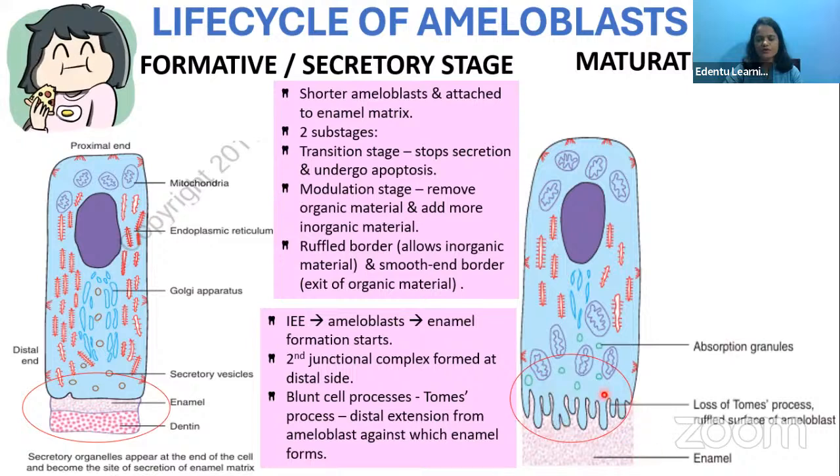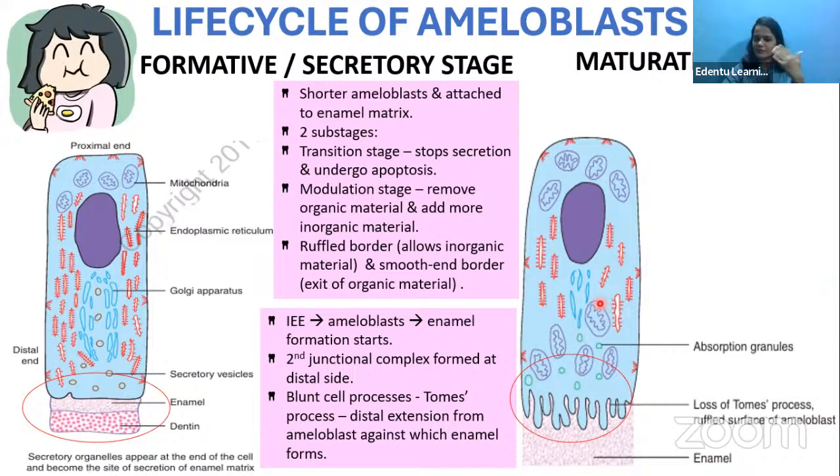Okay, enamel has formed and they are attached to the enamel matrix, and there will be two substages in this maturative stage. One is the transition stage and the other one is the modulation stage. In the transition stage, about 25% of the ameloblasts will stop the secretion and undergo apoptosis. Apoptosis means cell death. About 20 to 25% of the ameloblasts stop the secretion and undergo cell death.